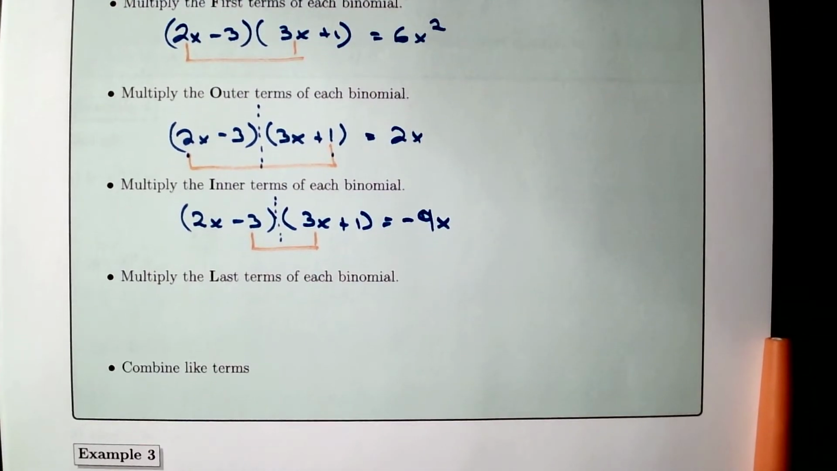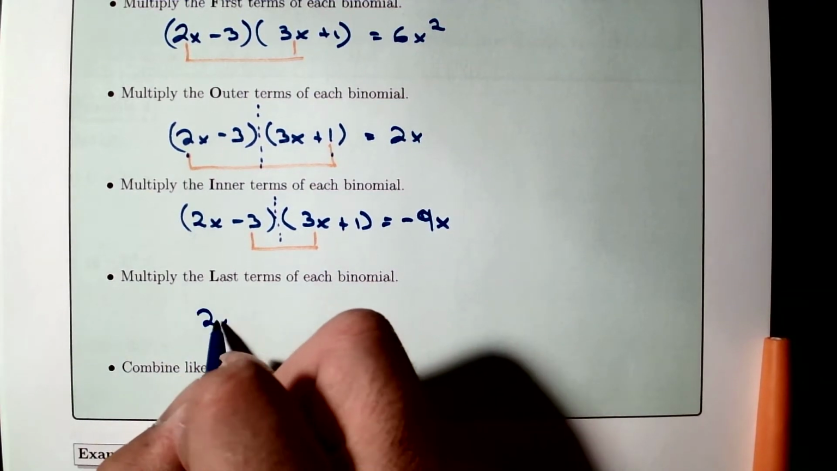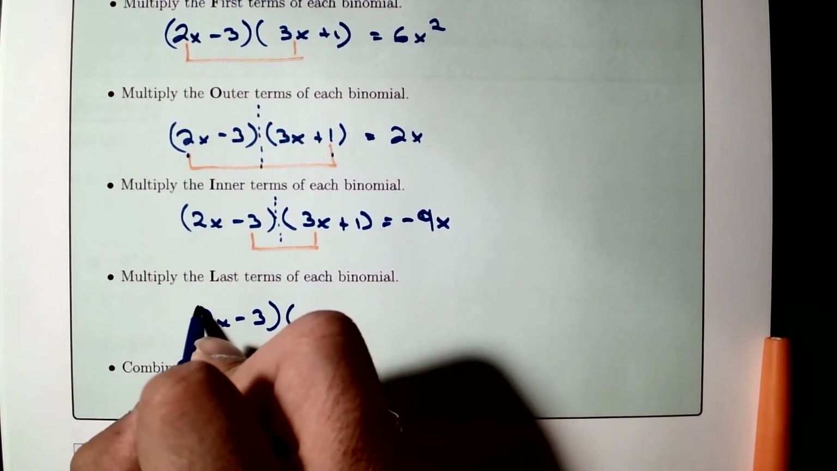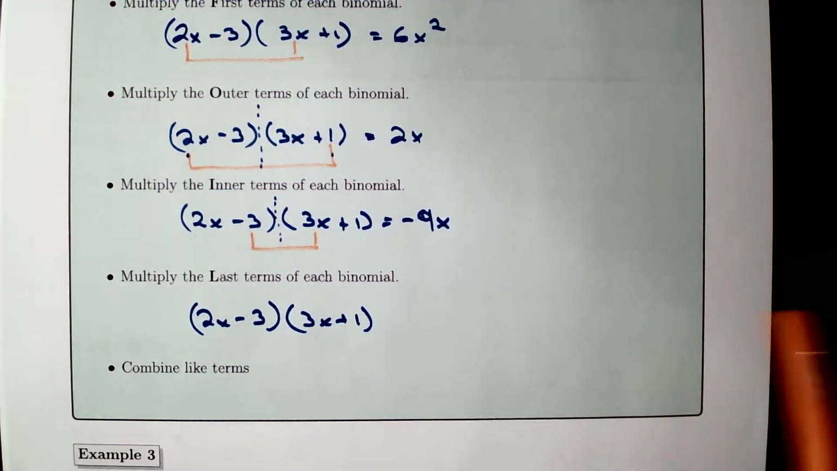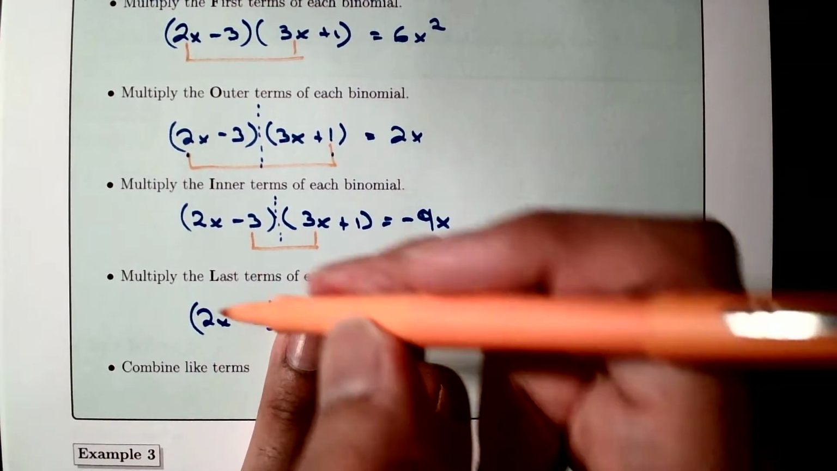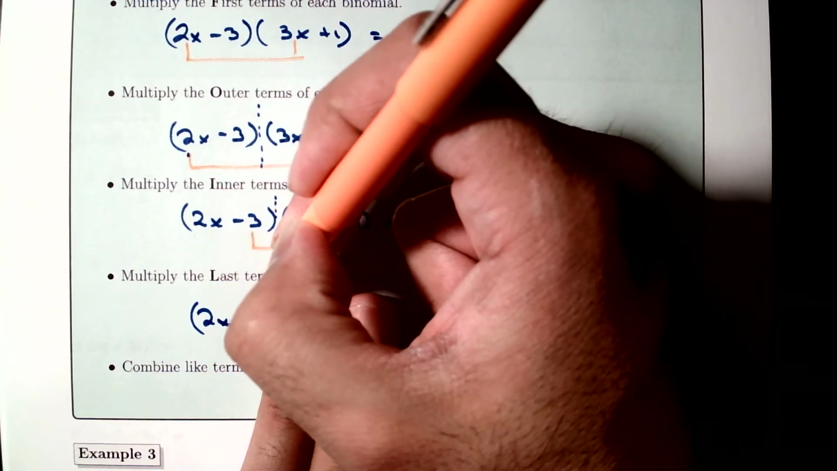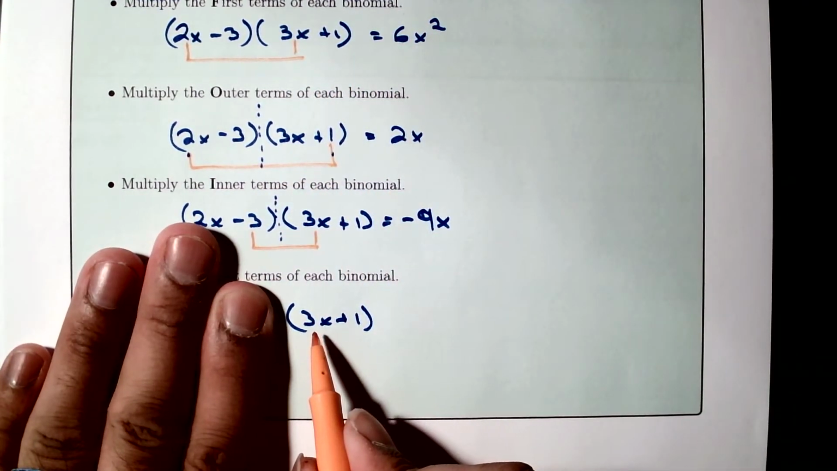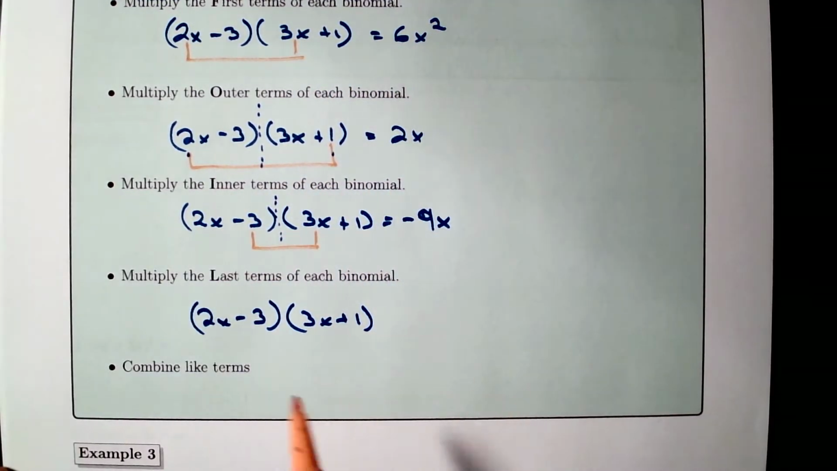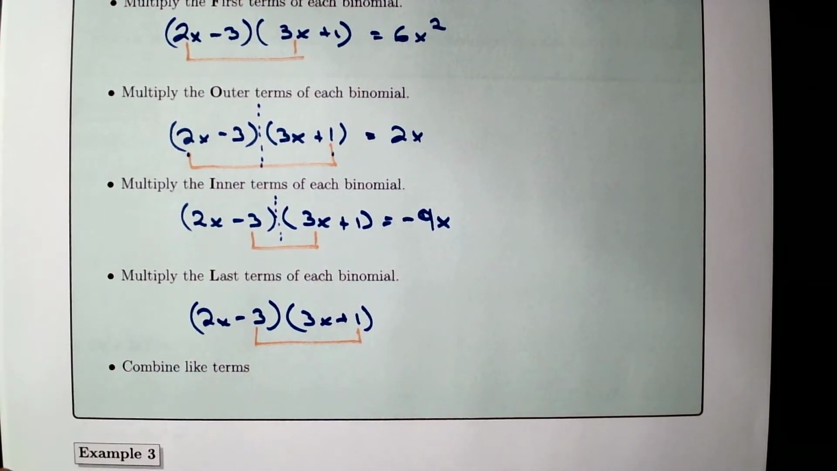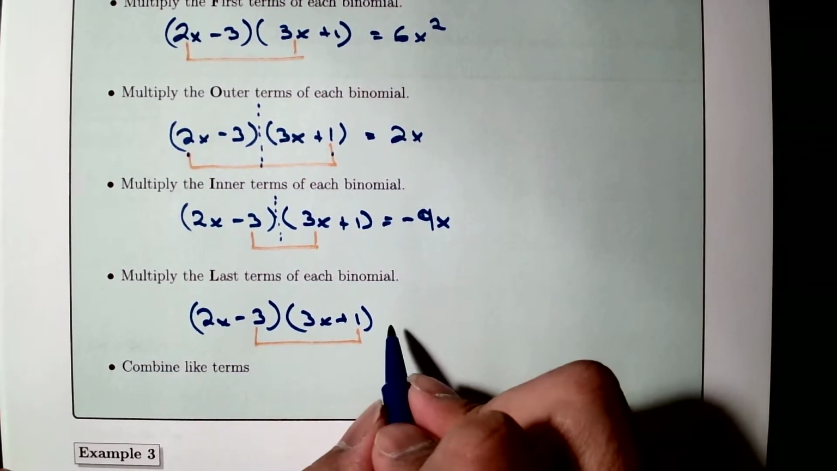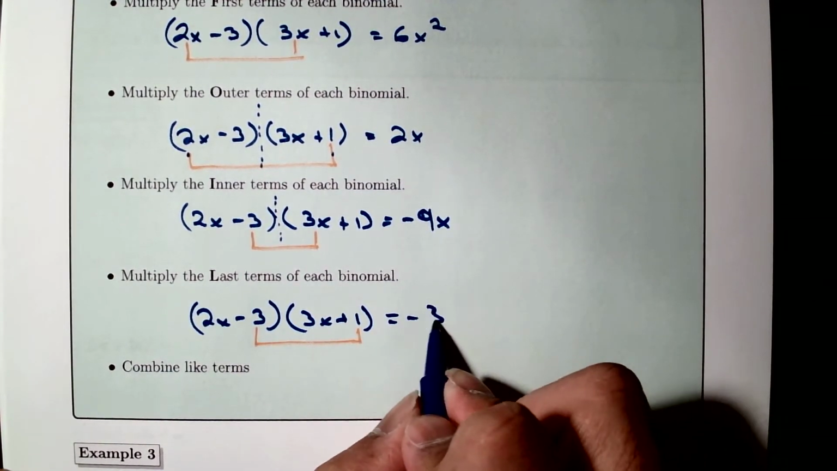And multiply the last terms of each binomial. So in this case, the first binomial, this is the first term, this is the last term. The second binomial, this is the first term, this is the last term. So we multiply the last with the last. So in this case, we are going to have negative 3 times 1, which equals negative 3.